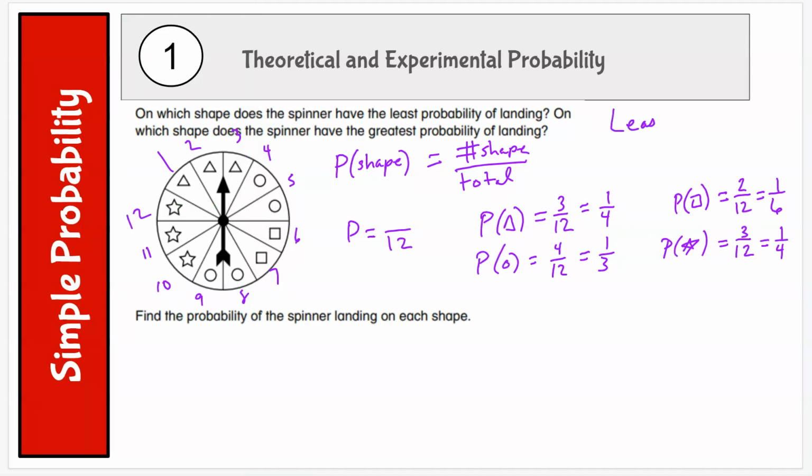So the one that has the least probability is the square, and the one that has the greatest probability is the circle, which makes sense. The number of squares is far less than the number of circles, so it is less likely to land on the square than the circle. And we've already found the probability of each shape up here.